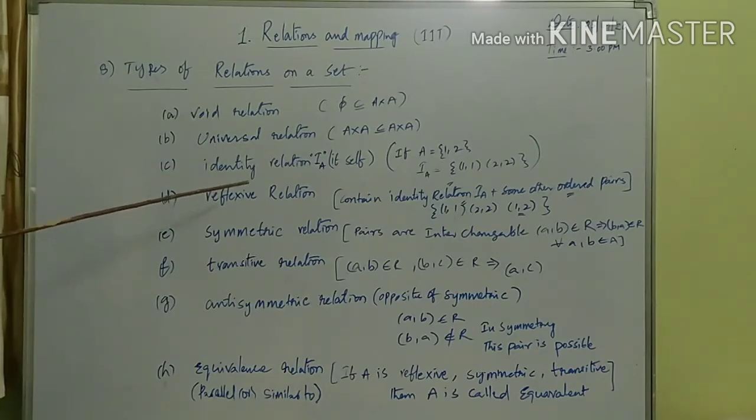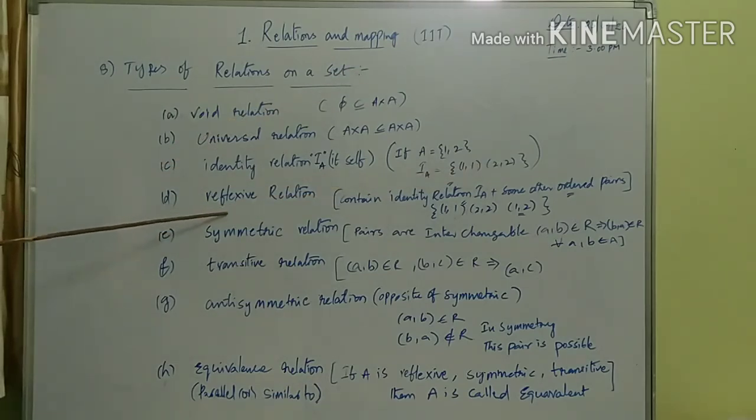Next, the third one, identity relation. The identity relation is indicated by the letter I A, meaning itself. So if A is equal to {1, 2}, the identity relation is 1 to 1 and 2 to 2.